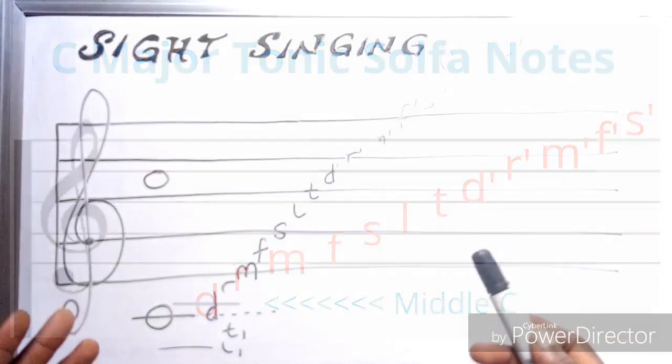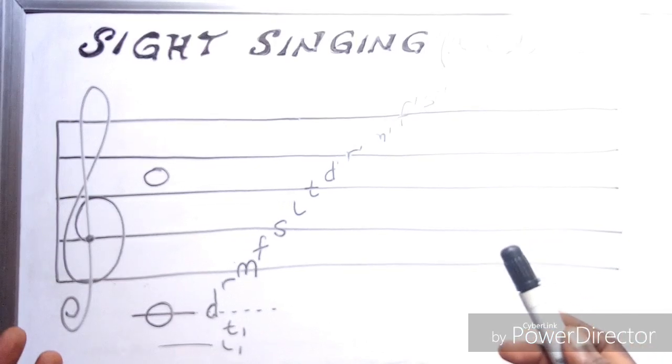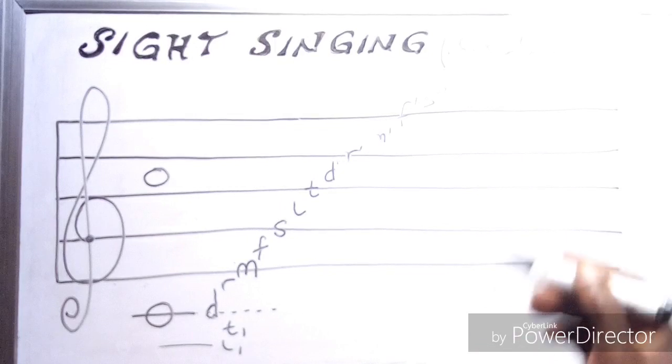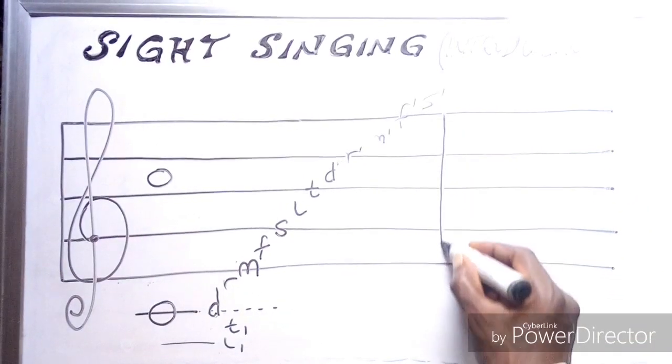Now the same thing applies to the bass staff. You locate your C on the bass staff, and then that becomes your tonic Do. Let's look at the bass staff here.